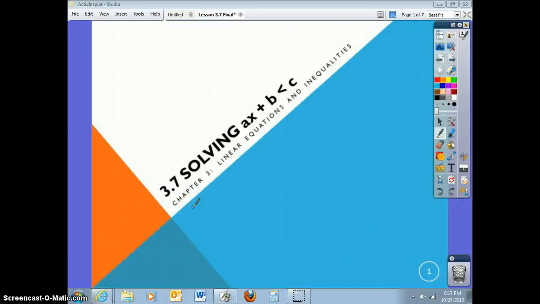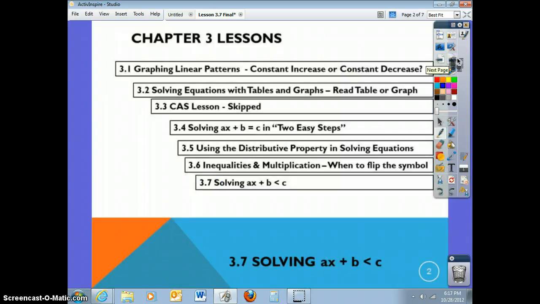Okay, now we're going to do lesson 3.7, which is solving equations, or inequalities rather, in the form of ax plus b is less than c. Up through lesson 3.5, it has all been about equalities, and lessons 3.6 and 3.7 are about inequalities. But all the properties that apply to equalities in lessons 3.1 through 3.5, you're going to see those also apply to inequalities. But there are some new things that also apply to inequalities.